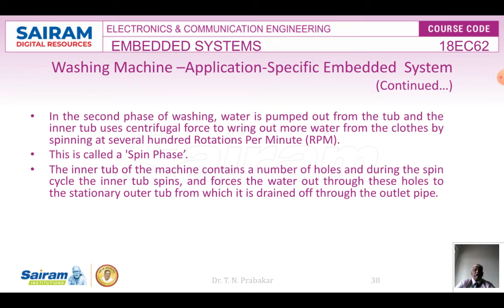And in the second phase of washing, the water is pumped out, so the old water, which has all those dirt particles from washing, will be coming out. And of course, the tub uses centrifugal force, right? In this case, what happens is that the inner cylinder rotates at a faster speed, and because of the centrifugal force, the water will be extracted out from the cloth and move away, right? And this is called the spin phase.